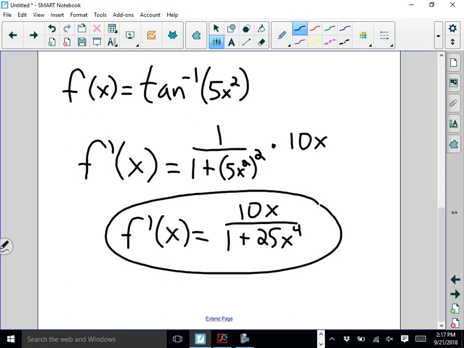Again, some people might think, oh, let's cancel out some x's here. We can simplify this more. Because there's no x in that term in the denominator, the 1, we can't cancel the x's. We've got to leave it as is. Let's try one more.